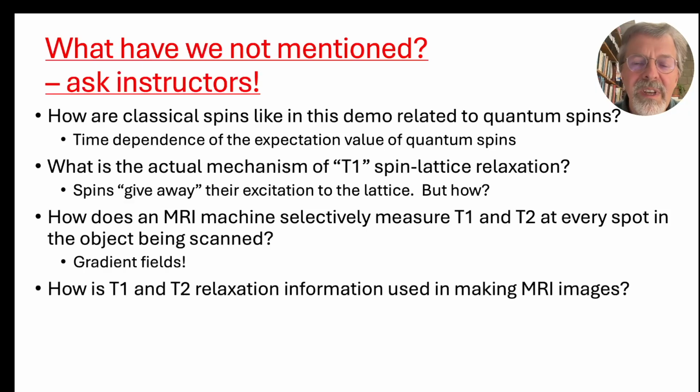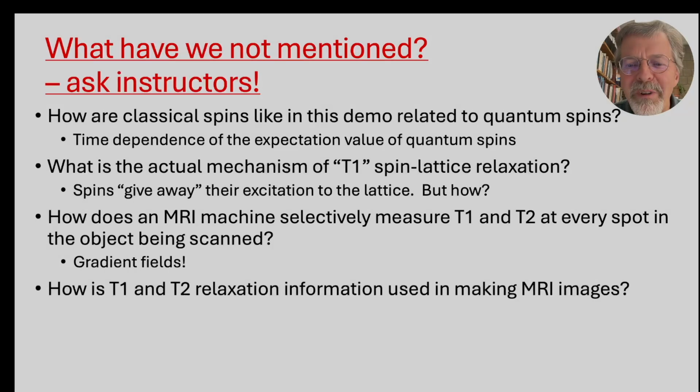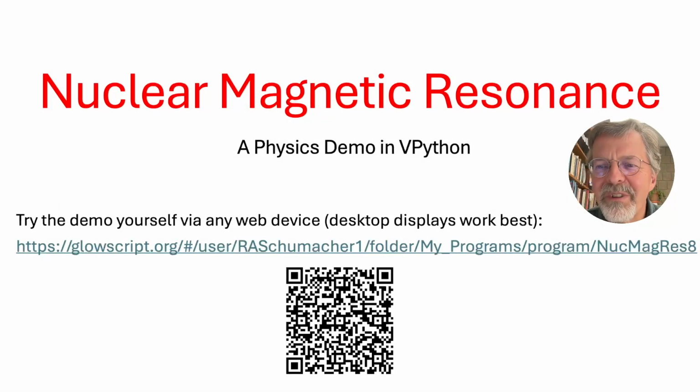And then the next step from there is how do you use the T1 and T2 relaxation information to make actual images for MRI type scans. So we haven't touched upon that, but you can read up on it. To conclude, we've taken a look at magnetic resonance imaging in a VPython demonstration, and I'll close by saying once again that you can try this out for yourself more slowly, and you can see how it works in detail.